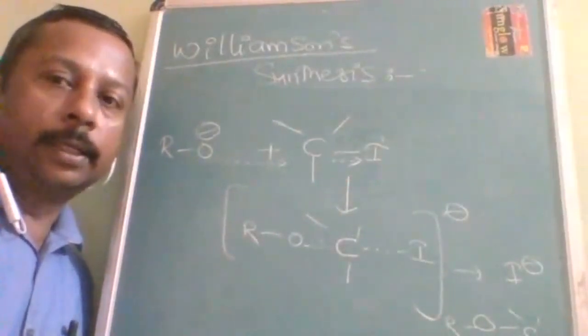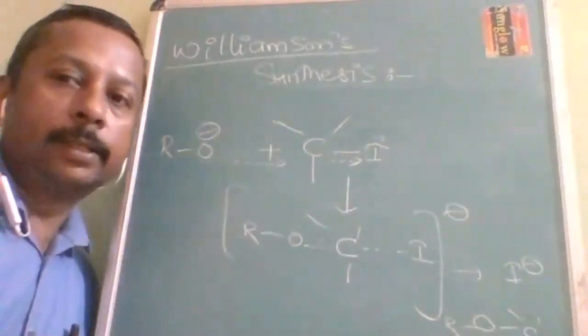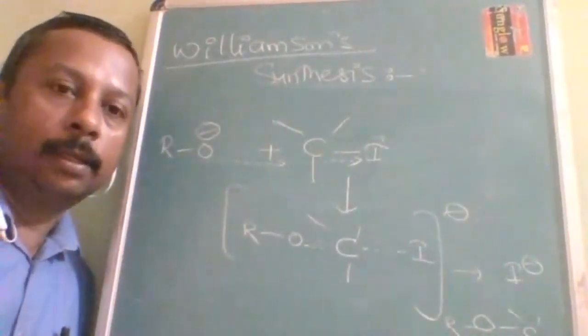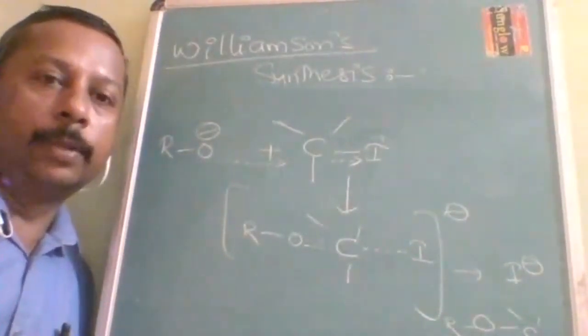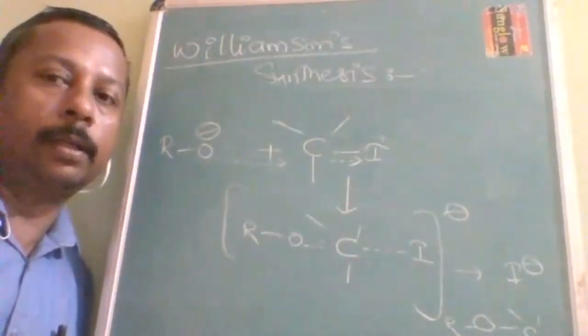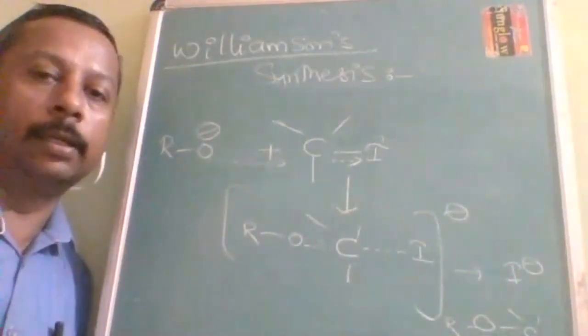Then next, what is the next one? Coming to the sulfuric acid method, what you have to make sure of is the temperature, low temperature or high temperature. At low temperature, bimolecular elimination gives ether, and at high temperature, single molecule elimination gives alkene.